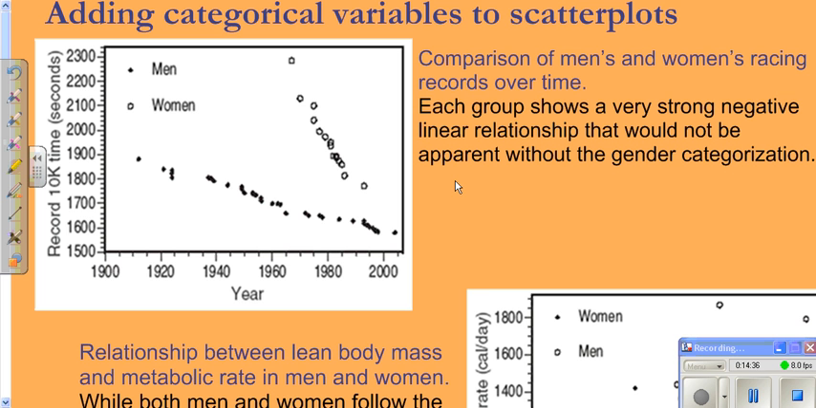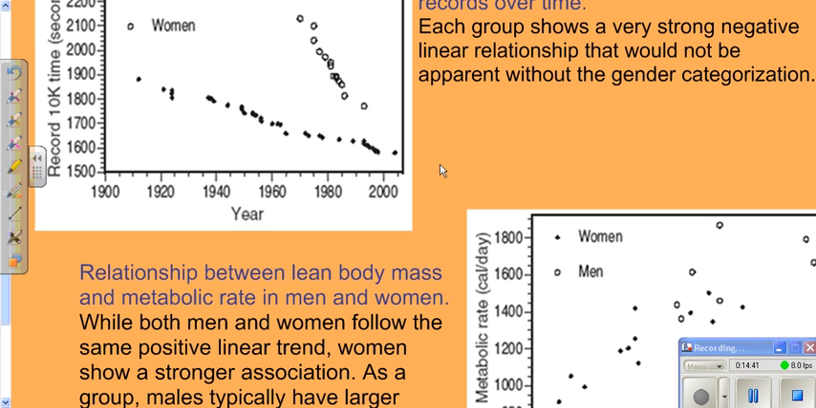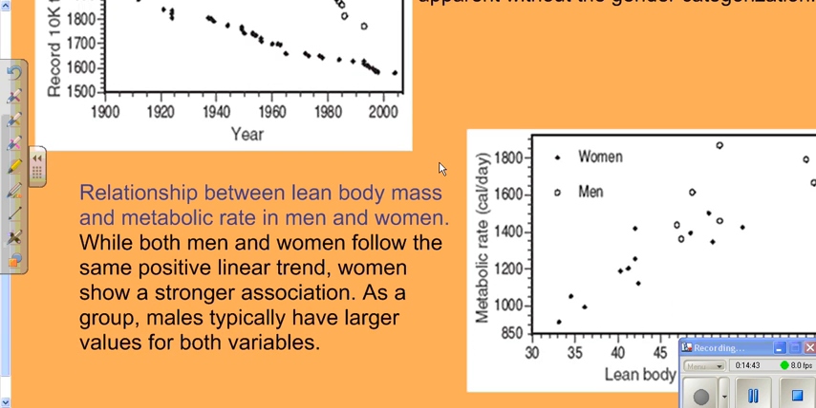And then once again, you can go ahead and add categorical data by using different symbols for each point that you have graphed when you're dealing with your scatter plots.